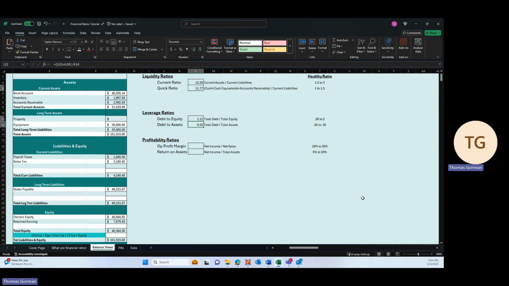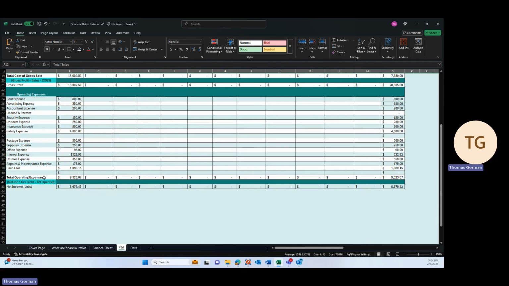So, what is a healthy operating profit margin? For most businesses, 10 to 20% is a really good number. Again, these health metrics are going to depend on the size of the company and the industry that you're in, but that's a good rule of thumb. So we're going to have to look at net income divided by net sales. Net income and net sales are not going to be found on the balance sheet. Instead, we're going to have to go over to our profit and loss sheet to find those numbers. So we see our net income down here.